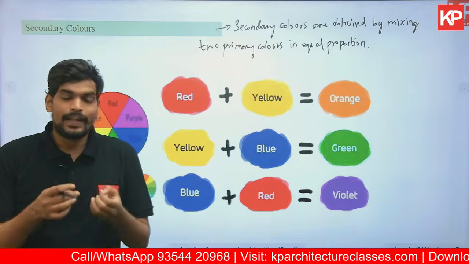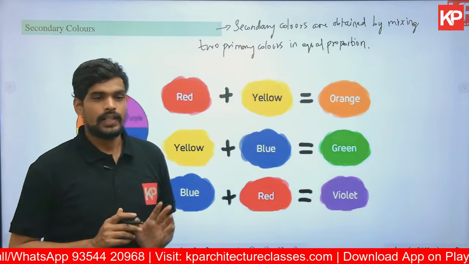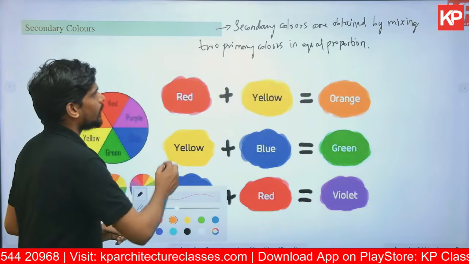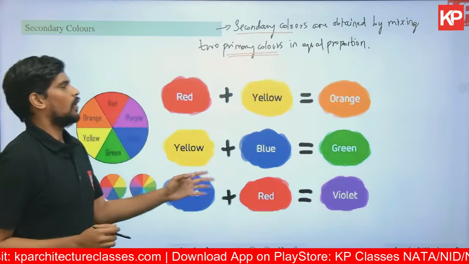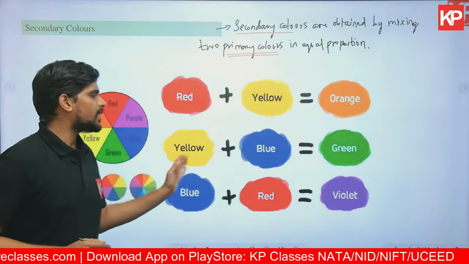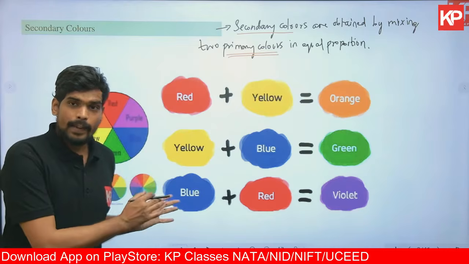Now many teachers, or many people, miss out this point of equal proportion. It is very important to understand 2 points here in the definition of secondary colors. Firstly, secondary colors are obtained by mixing primary colors. So how do you get orange? By mixing red and yellow. How do you get green? By mixing yellow and blue. How do you get violet? By mixing blue and red. So take two primaries and mix them.